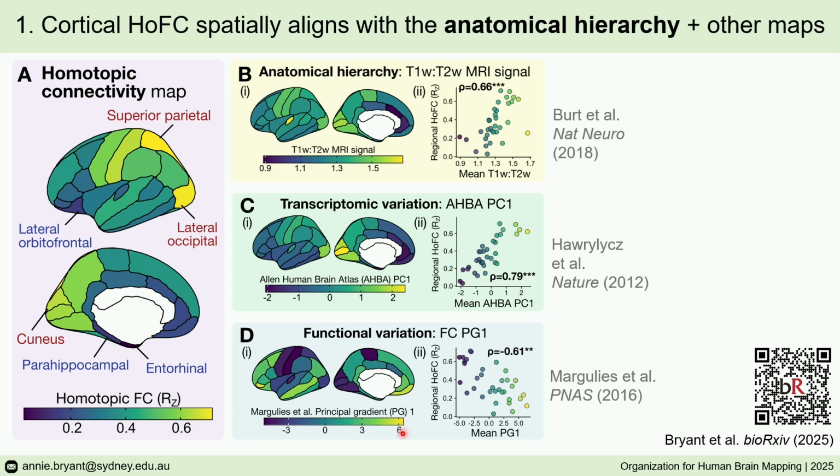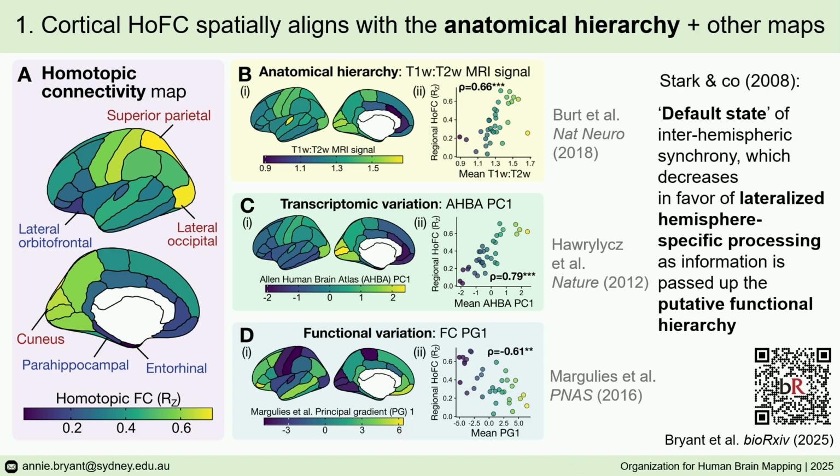And lastly, we see a negative correlation between homotopic coupling and the first principal gradient of functional connectivity, which captures a dominant functional axis spanning from unimodal sensory areas to higher order limbic and association areas, often referred to as the putative functional hierarchy of the cortex. And these three trends of spatial alignment here converge on this idea that Stark and colleagues proposed in 2008, that unimodal and sensory motor regions sit in the default state of higher interhemispheric synchrony, while we see decreased homotopic coupling in favor of lateralized hemisphere-specific processing as information is passed up this putative functional hierarchy of the cerebral cortex.